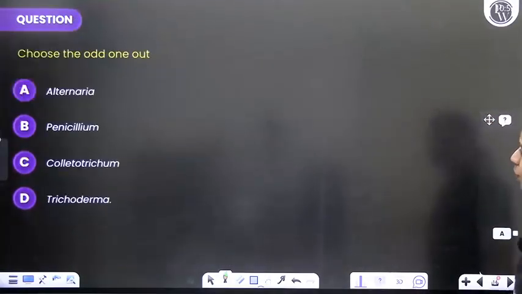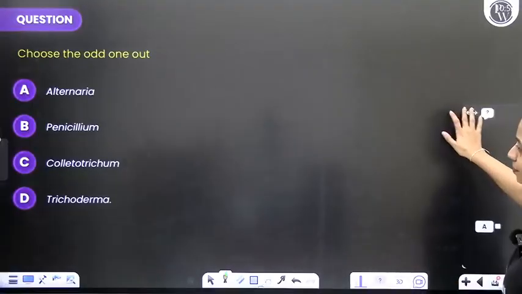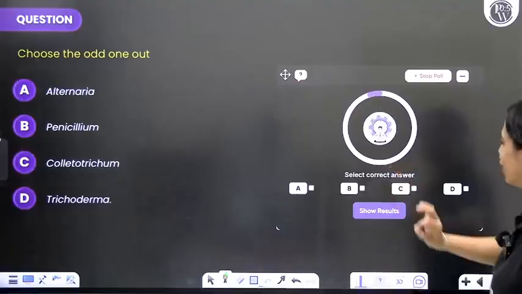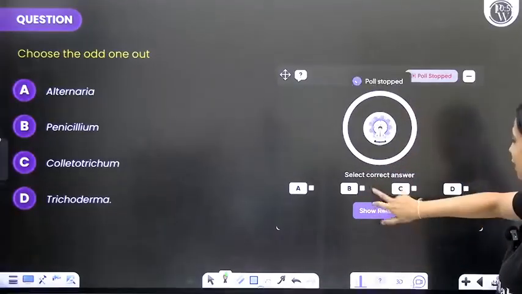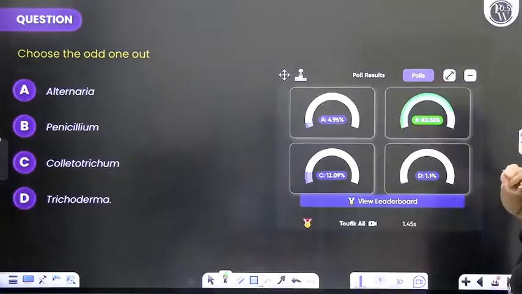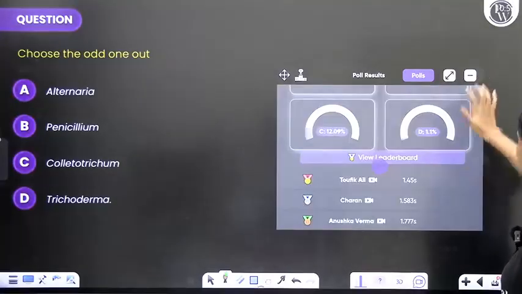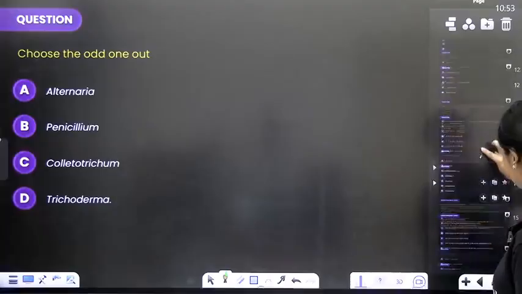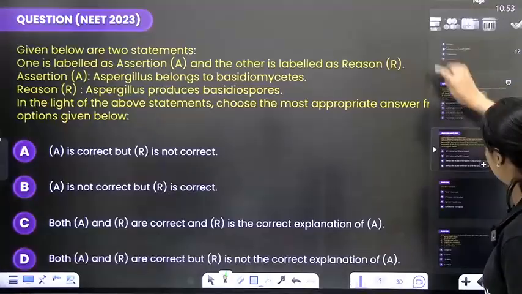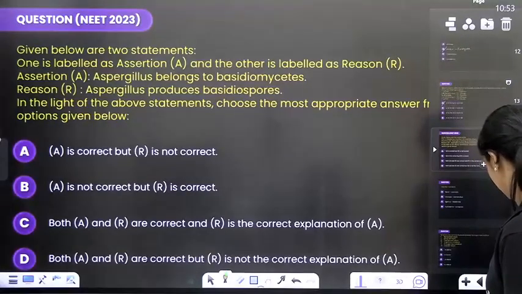Okay, which question was it? Penicillium. At least let's see if 100% of you have answered this question correctly, because we had already discussed this. Let's see how smart you are. Okay, not 100%. Tawfiq, Charan, Anushka, top 3. Okay, new question.